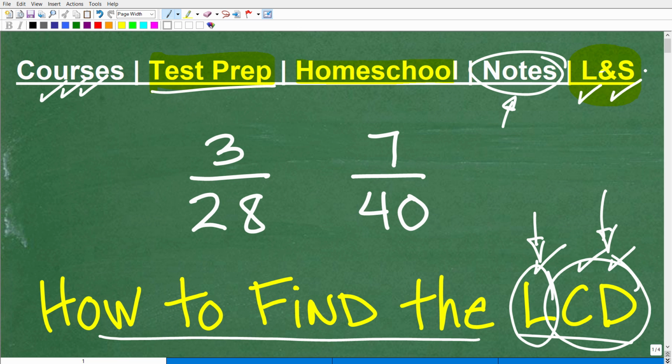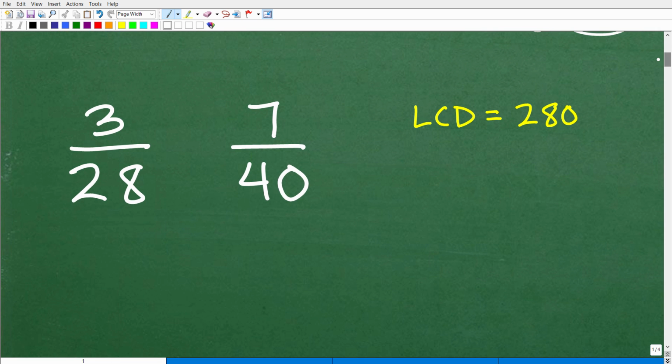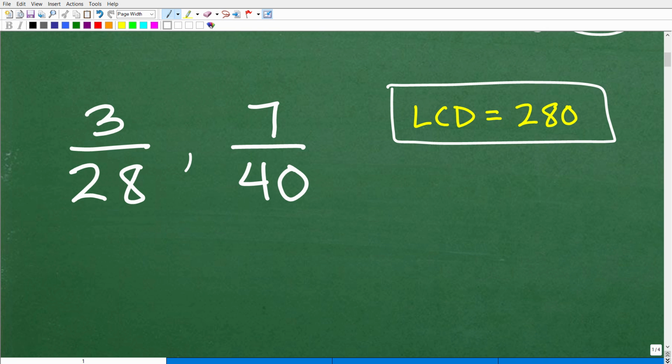Okay, so I'm going to show you the answer to this particular question, and then I'm going to show you exactly how I got that answer. So let's go ahead and take a look at this right now. Okay, so 3 over 28 and 7 over 40. For these two fractions, the LCD is 280. That's the lowest common denominator.